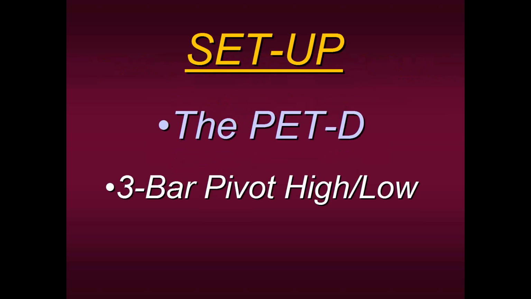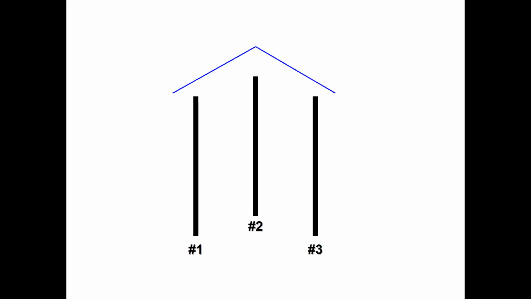Here's the setup. Obviously, we're going to apply the PETD to our chart, which is going to automatically change the colors, and we're going to apply a 3-bar pivot high or a 3-bar pivot low. Now, if you're not familiar with what a pivot high or pivot low is, here's a brief refresher course. This is a 3-bar pivot high. Obviously, there's 3 bars, and it makes no difference what time frame we're looking at. This could be a 5-minute chart or a monthly chart. It makes no difference.